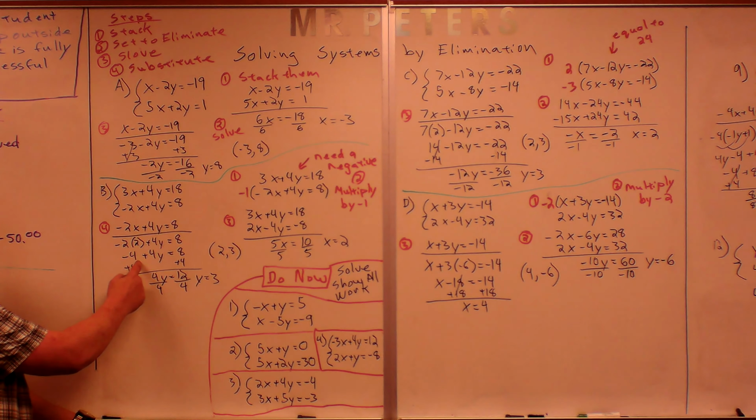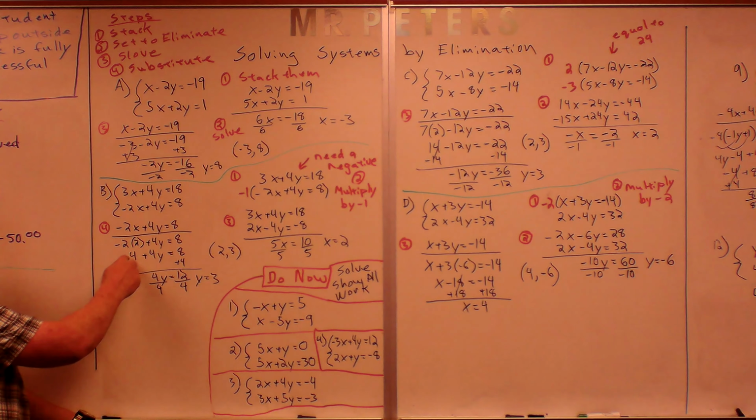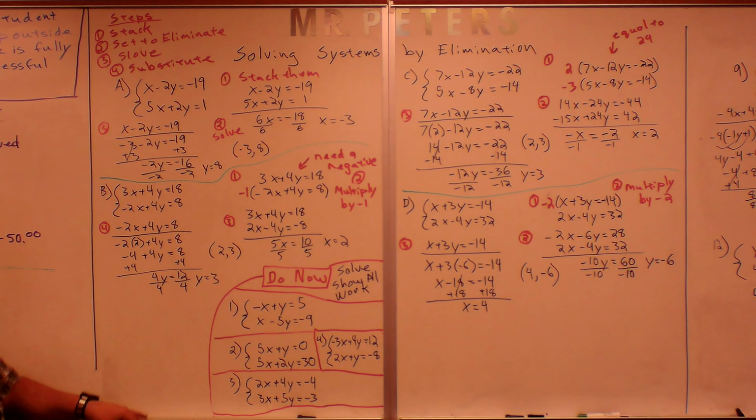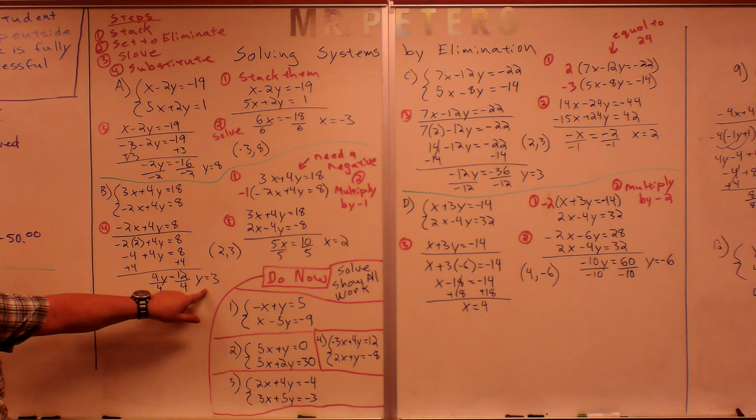So negative 2 times 2, negative 4, bring down the 4y, bring down the 8. Do the opposite of negative 4, add 4 to both sides. 8 plus 4 is 12, bring down the 4y. Divide both sides by 4, y equals 3.